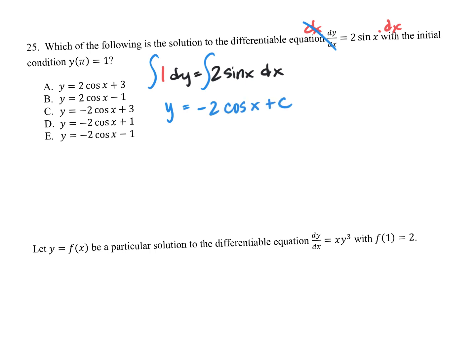-2. Oh, I was thinking pi over 2. My bad. So I got E. I also got E. Cosine of pi is there. The x value would be a -1. This would get me a -1. And I'd get -1 is my c.